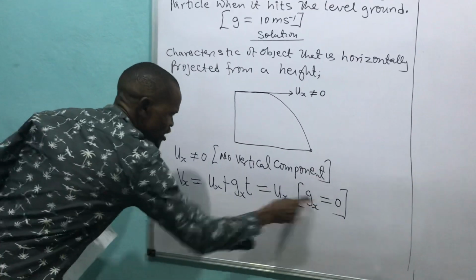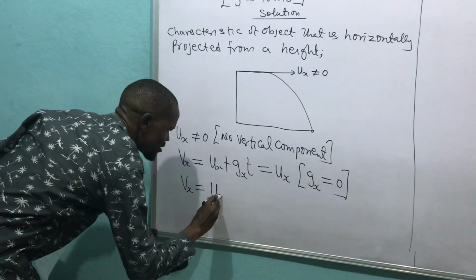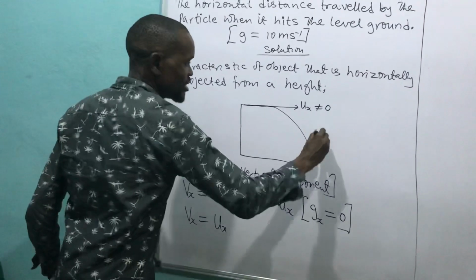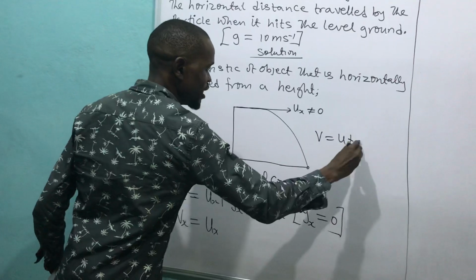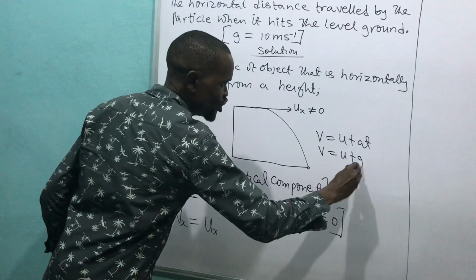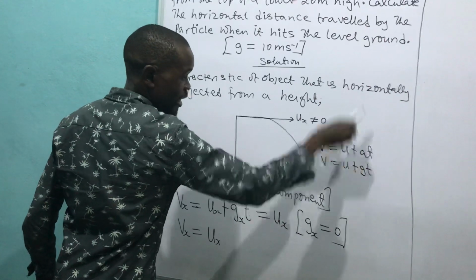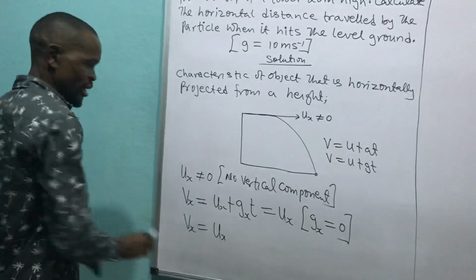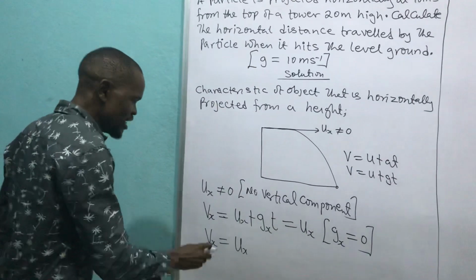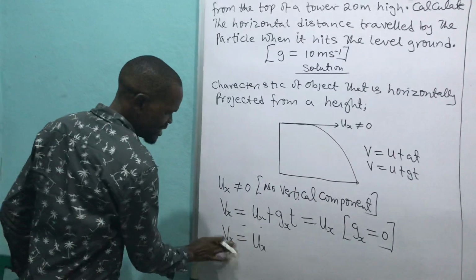So when you take this as 0 and put it here, I will have that Vx is equal to Ux. You know that this is the linear motion formula, which says that velocity is equal to U plus at. In this case, we say V is equal to initial velocity plus gt. At this point we are talking about motion upward, where a turns to g. That's why you see this; it is Newton's linear motion formula that we're using. So Vx is equal to Ux. I think you have noted it.